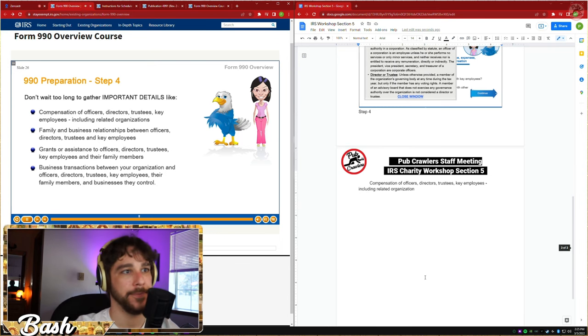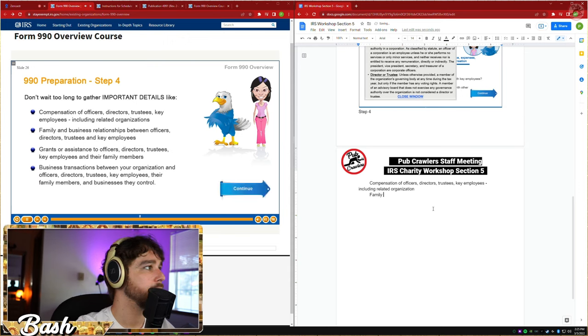Actions and relationships. Well, you don't need to hire a private investigator, but we do expect 990 filers to make reasonable efforts to obtain this information. Select the continue button to find out more.